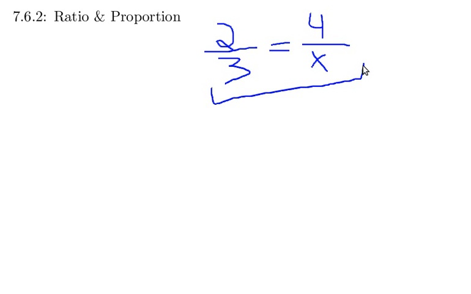So a ratio is a relationship between two numbers. And that's kind of what we've seen. You know, we've had 2/3 or something like that, and then a proportion is setting a ratio equal to a ratio. So, like if 2/3 equals 4/x, this is a proportion.